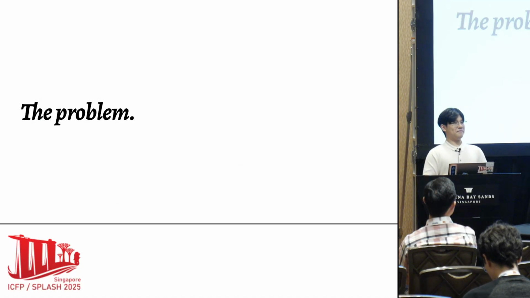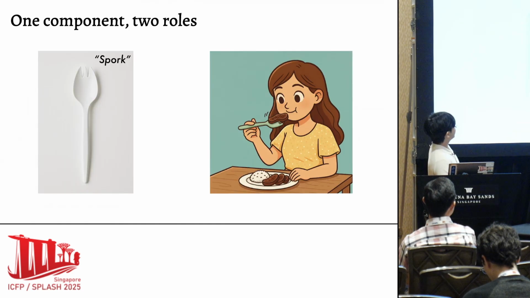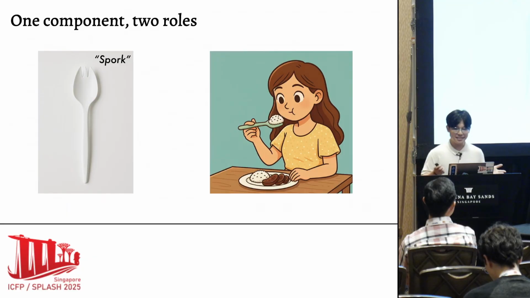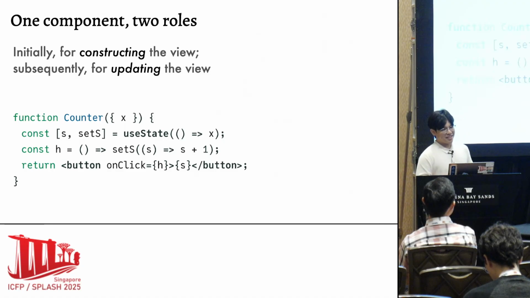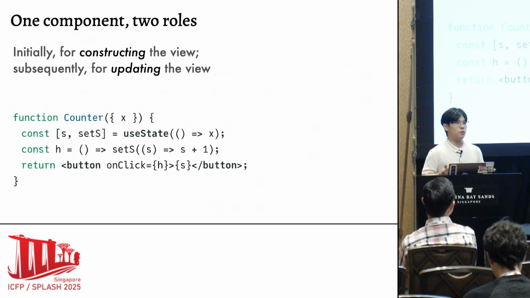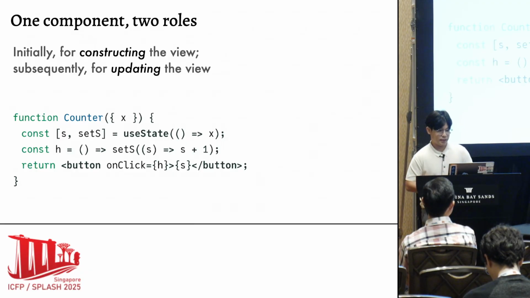But here's the problem. The semantics of React is quite tricky and subtle. A component is like a spork, a single function playing two related but distinct roles. Initially, React calls a component to construct a new view. This is used to render the view for the first time. And subsequently, the same component is called, possibly with a different argument, to update an existing view. This dual nature can be confusing because the same function behaves differently based on the component lifecycle.